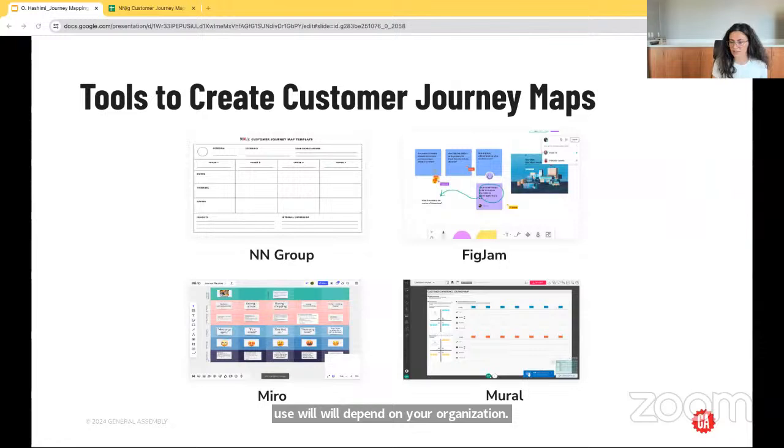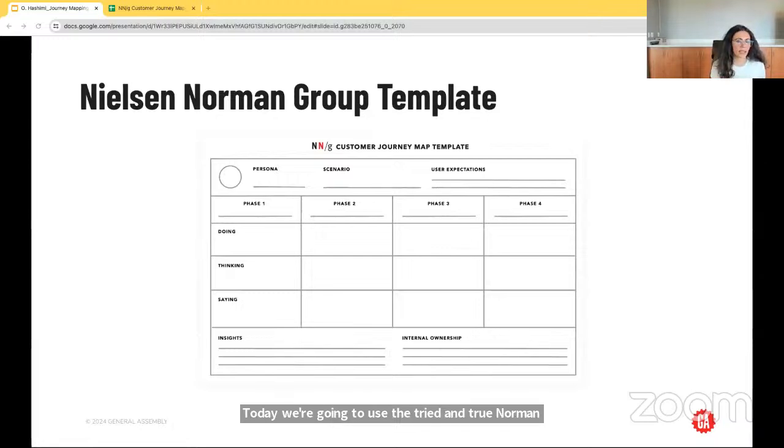A lot of times, my students and I will use either the Nielsen-Norman templates, or we'll use FigJam, not only to synthesize our research but also to design in. Today, we're going to use the tried and true Nielsen-Norman template. This is a helpful template when you can refer back to this if you get stuck. You don't have to follow this exactly, but it's helpful as a checklist for what should be included in a timeline journey map.